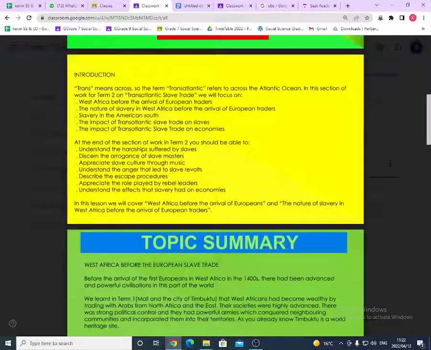So at the end of this section of work in term 2, you should be able to understand the hardship suffered by the slaves, discern the arrogance of slave masters, appreciate slave culture through music, understand the anger that led to slave revolts, describe the escape procedures, appreciate the role played by rebel leaders, and understand the effects that slavery had on economies.